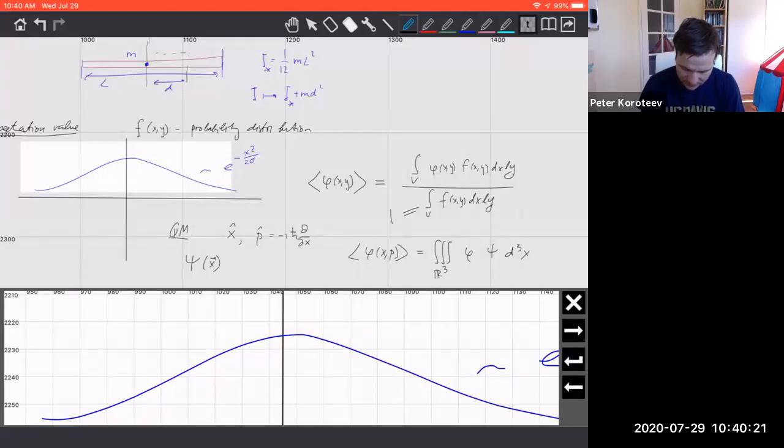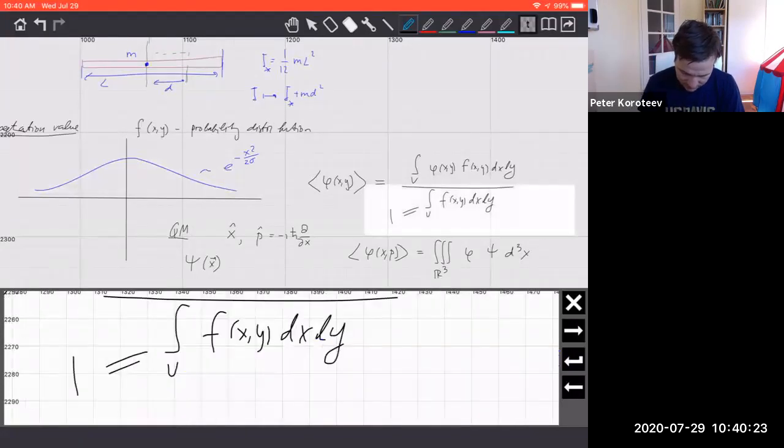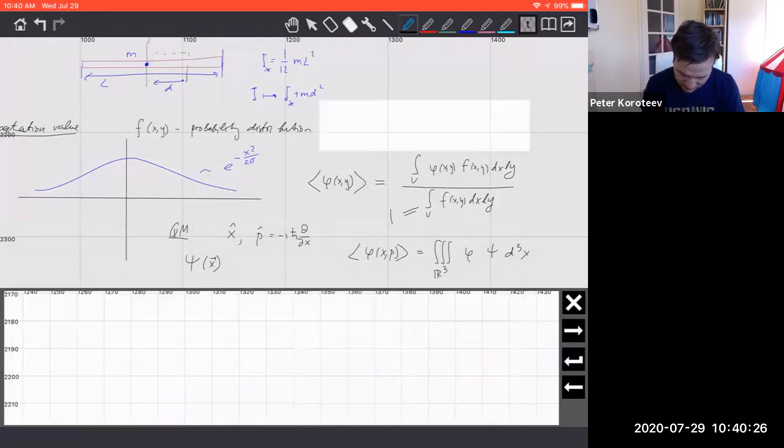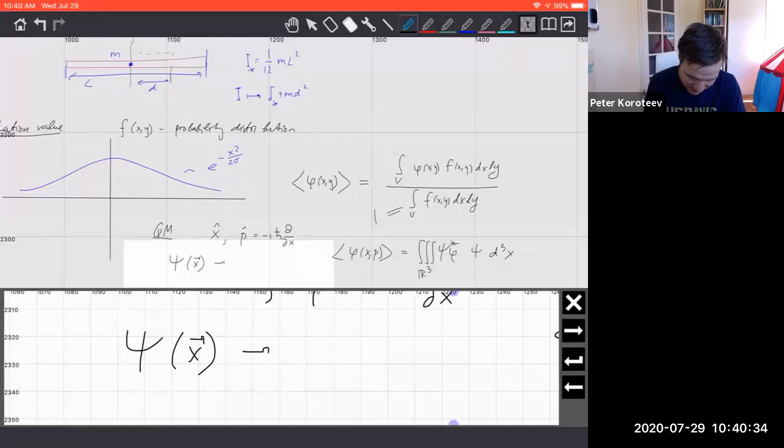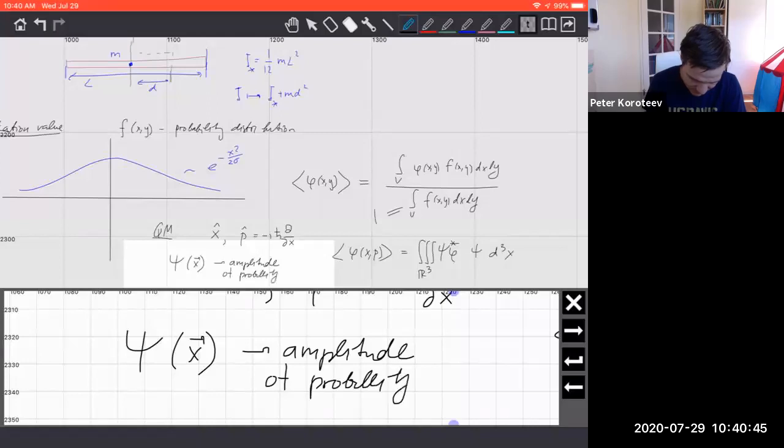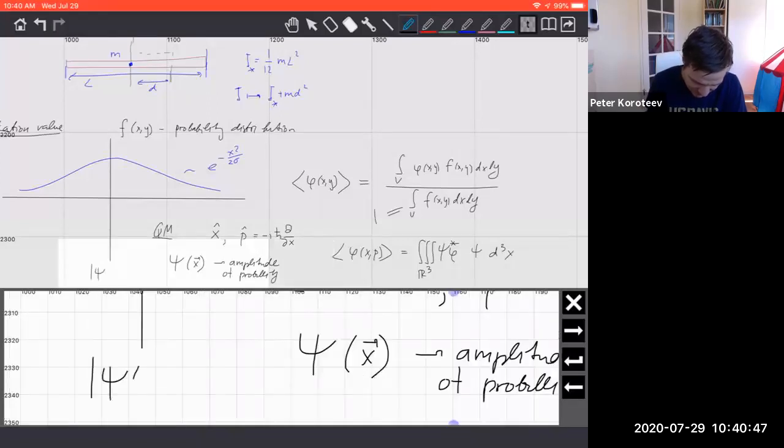Also, here phi is actually the amplitude, right? So we need to multiply by psi conjugate here. Psi is the amplitude of probability in quantum mechanics, which is in a sense the square root. It's a complex function, and then the probability itself is the absolute value of psi squared, right? So that's the probability.